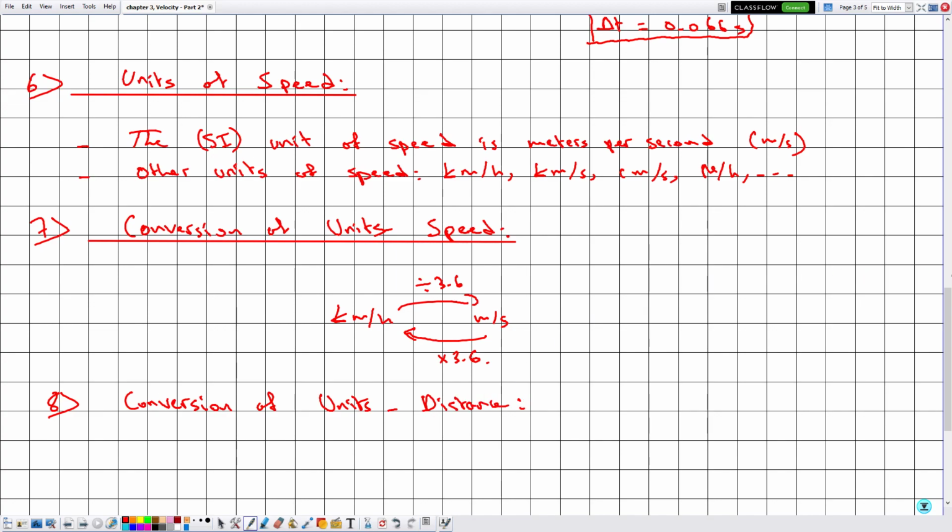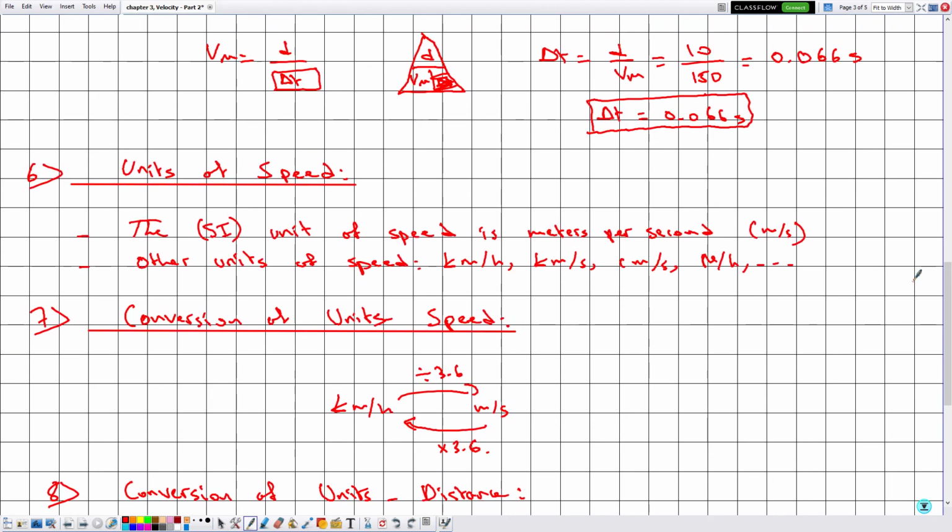And here also let me say the following. When I'm talking about units of speed and conversions of units of speed, I'm not distinguishing between the instantaneous speed and the average speed, because these two apply for both of them.